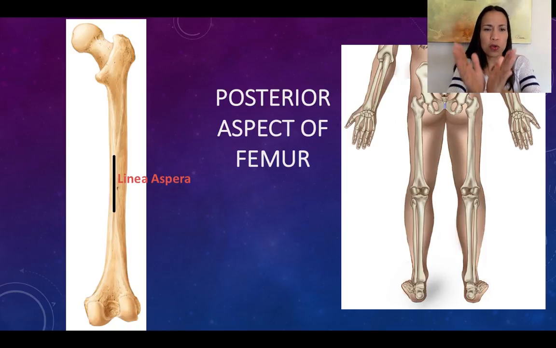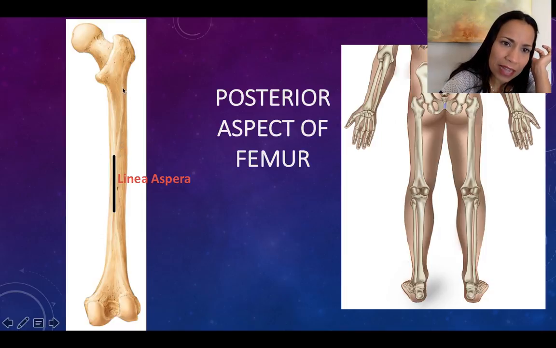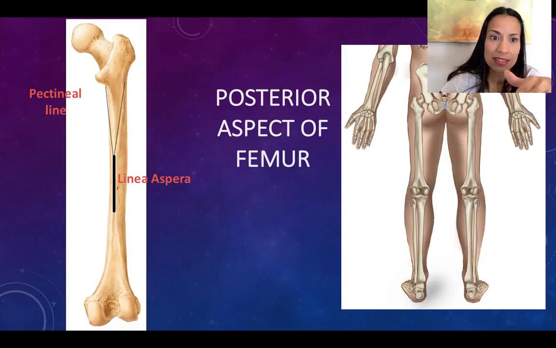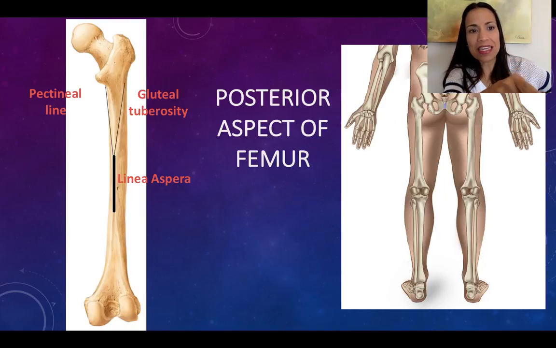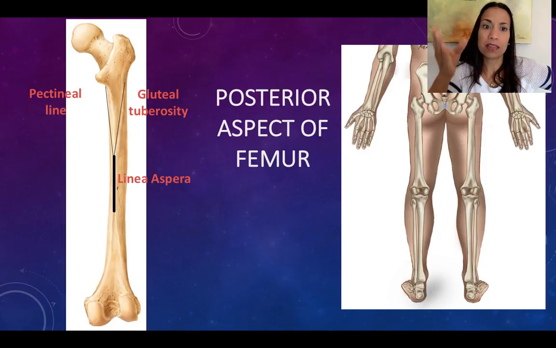Now, look, trying to find these two lines. Can you see one line in here and one line in here? This is medially located, that's the pectineal line. And laterally located, see, another line, that's the gluteal tuberosity. Now, what's going on in here? Why do I want you to know these terms? On the pectineal line attaches the pectineal muscle that we're going to describe next module. And the gluteal tuberosity attaches the gluteal muscles.